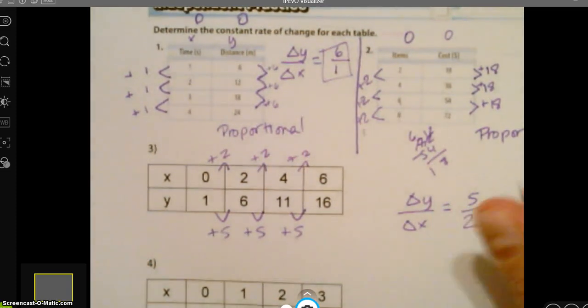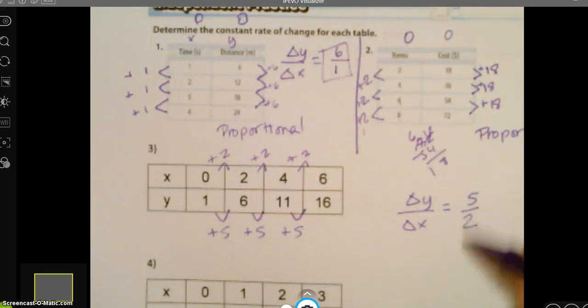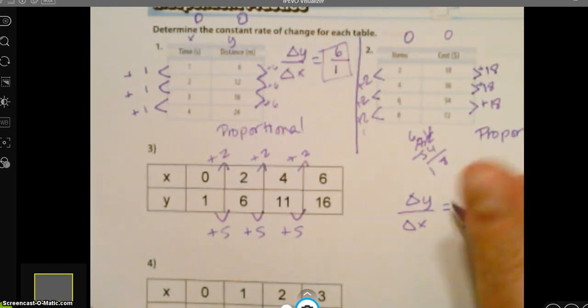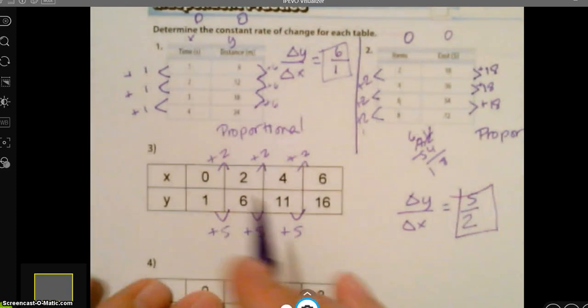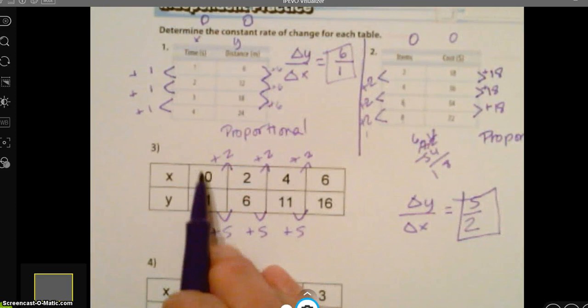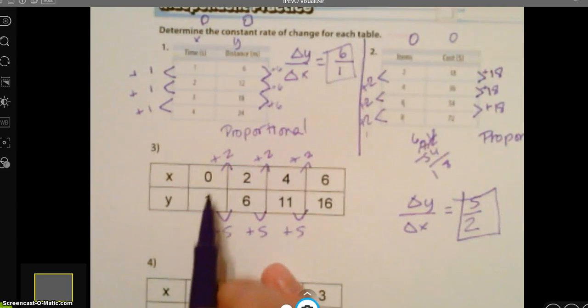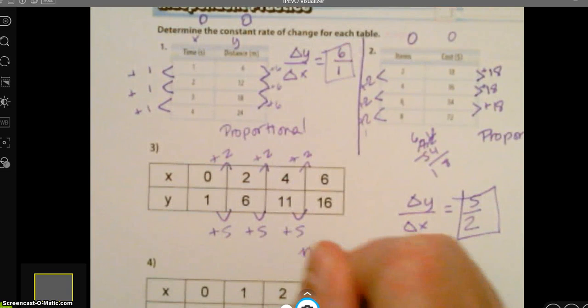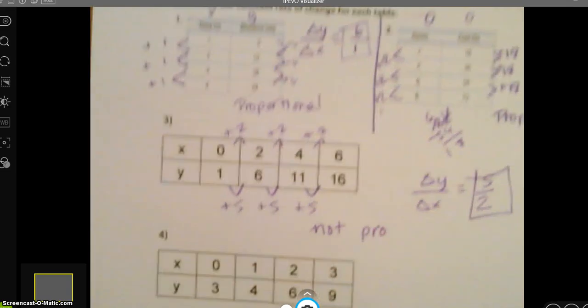So this is fine. You can't simplify this. Yes, it's improper. I could divide it, but actually, we want to leave it like this. Remember, we talked about rise over run? We want to leave it like that, okay? So here's my constant rate of change, but is it proportional? Does it go through (0, 0)? I can tell right away it doesn't. This goes through (0, 1). So this one's not proportional. Okay, so you're going to try these two by yourself.